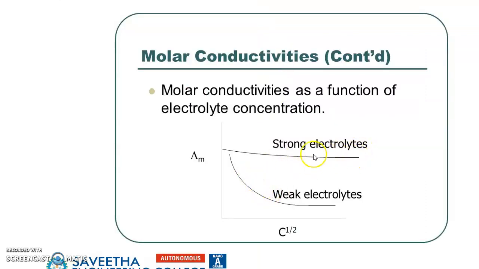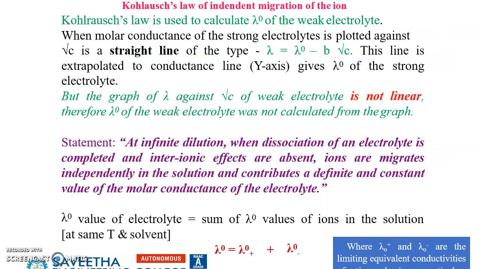See, the straight line cuts the y-axis so that we can determine the lambda naught value, whereas for a weak electrolyte, it goes parallel to the y-axis. So it is impossible for us to find the lambda naught value for a weak electrolyte graphically. And that could be achieved by what is called Kohlrausch's law.